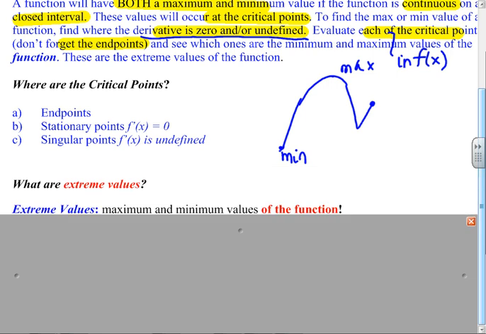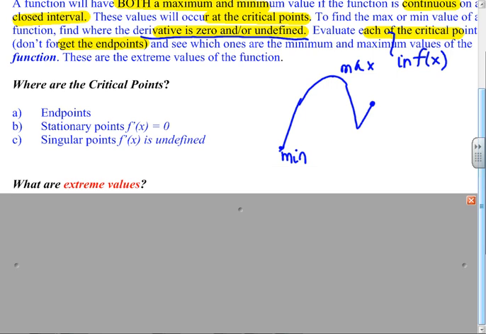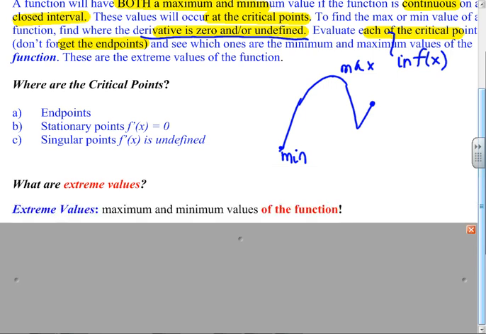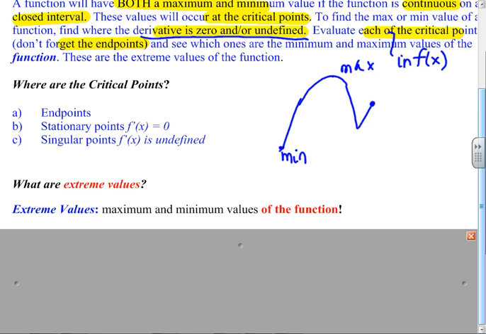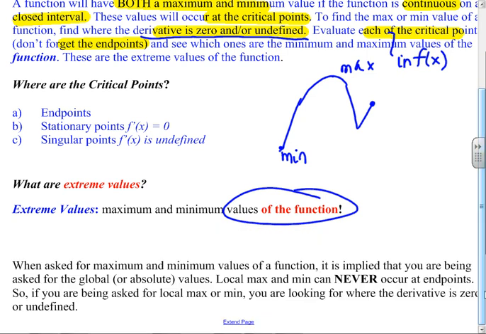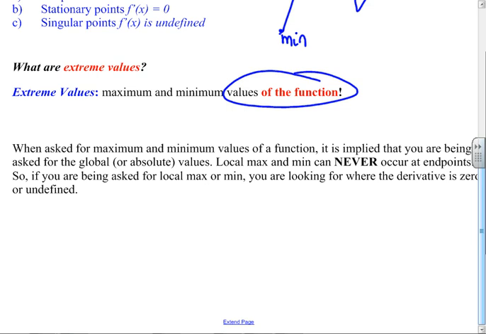Okay, next part. What are extreme values? Max and min of the function, not where, but the values of the function. I know I fall into that trap too. I want to say where it is, but that's not what it is. Make sure you read the question. Okay? When asked for a maximum and minimum value of a function, it is implied you are looking for the biggest ones, the global or absolute values.